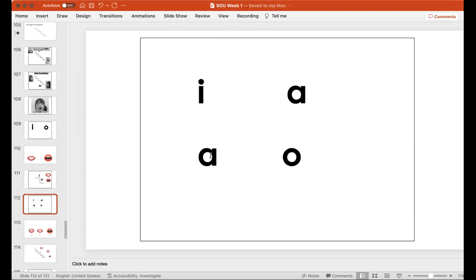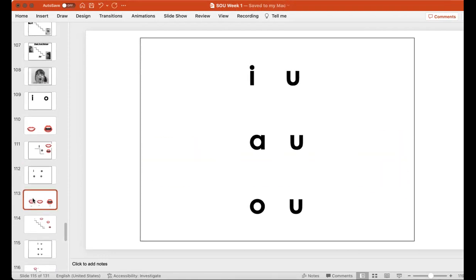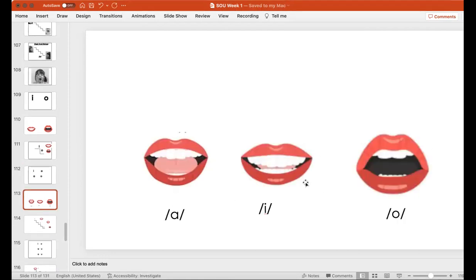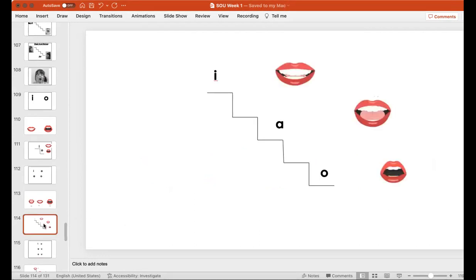Okay, let's compare it to the O because we've got the O up there already, right? So A, ah, oh. Which one is more open? Ah. Look at my mouth. Yes, it is. So the A would go between the I and the O, wouldn't it? And there are the pictures, okay? And you can see the differences in the mouth. And if we put it on the staircase, we've got them, the I on the top, the A between them, and the O on the bottom.